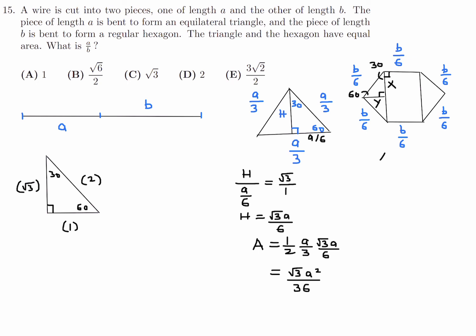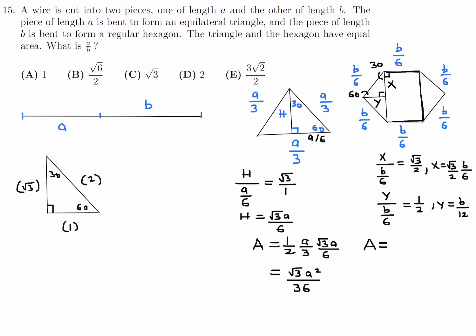So, again, using 30, 60, 90 triangles, X over B over 6 is equivalent to root 3 over 2. And therefore, X is the same as root 3 over 2 times B over 6. All right? And then similarly, Y over B over 6 is equivalent in terms of the ratios to 1 over 2. And that means Y is equal to B over 12. All right, so now we got to figure out the area of this guy.